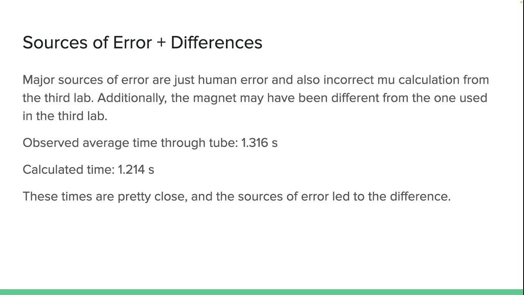So the main sources of error of this lab are just human error and also an incorrect mu calculation from the third lab, which I used in the code. Additionally, the magnet may have been different from the one used in the third lab, so that could have led to a different mu.